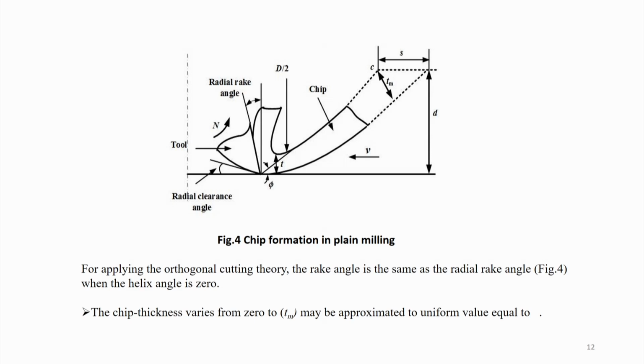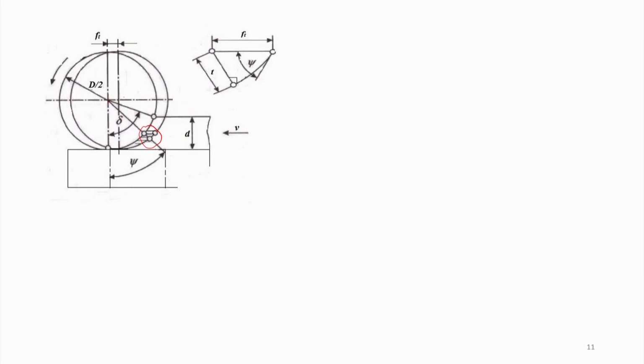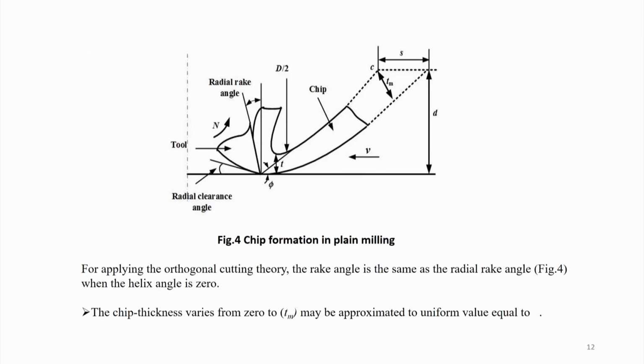Okay. So, that way we can see that basically we get F_T sin phi type of thing. Now, here chip formation in the plane milling is like this. Suppose we want to apply the orthogonal cutting theory, we can consider it as one cutting tool. One tooth means one cutting tool, and this radial angle is the rake angle. Radial rake angle is given here.